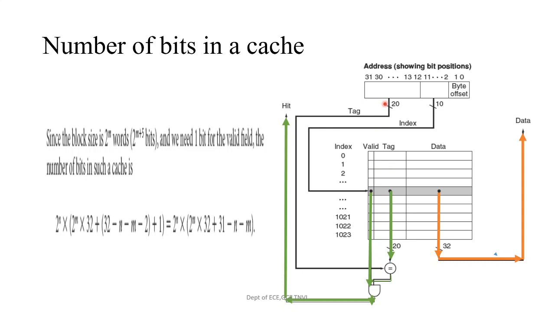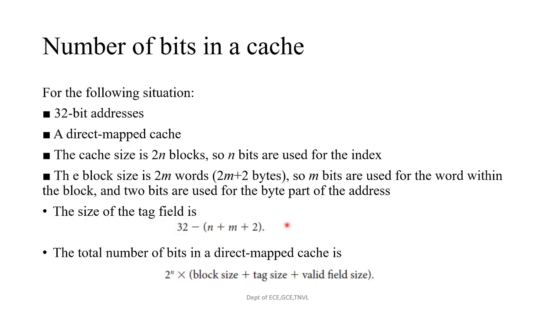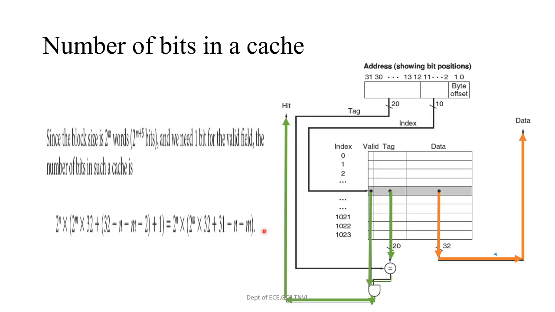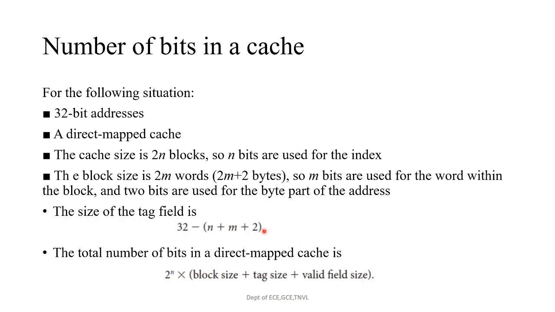The size of the tag can be calculated with this formula, that is 32 minus n plus m plus 2 words. And in this case, we have assumed that the block is of one word size. So this is 32 minus n, where n is the number of bits used for the index. Since it is 1024 size, we can represent this as 2 power 10, and hence n is equal to 10. So we replace n with 10.